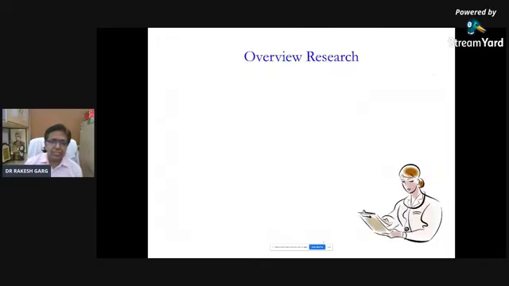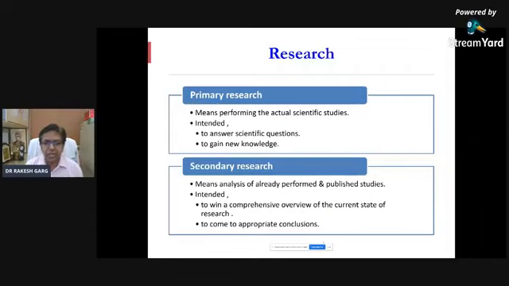And when we say the research which is being done in various aspects, you can probably divide it into primary research and secondary research. Primary research means performing the actual scientific studies based on some research question, some research problem, intended to answer scientific questions. For example, you want to know whether hydroxychloroquine is a good drug for prophylaxis of COVID-19. So it is a research problem, a research question. And if we can do a good randomized controlled trial and look for some robust primary outcome, then it becomes new knowledge. And that is what primary research is.